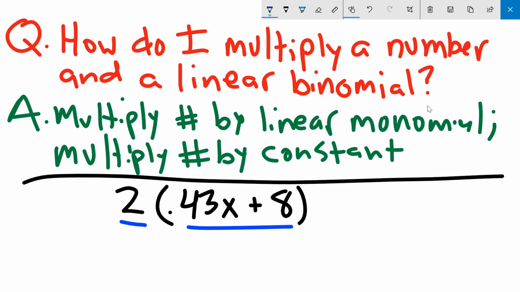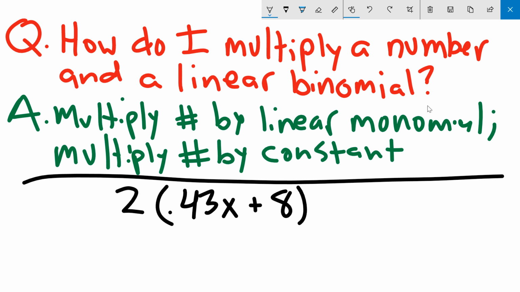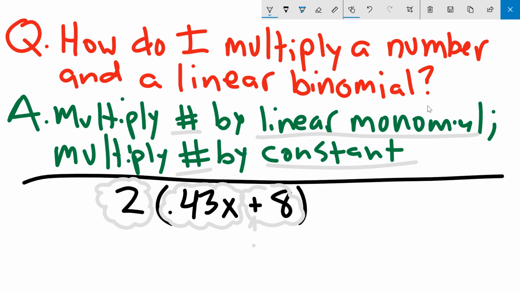Now, before we multiply, I want to make sure I know what I'm going to be multiplying, right? So I'm going to put little clouds. Put a little cloud here. That's one number. That's the number, right? That's this guy. Next, that's my linear monomial. Next, that's my constant, right? Don't forget to capture the sign. That's important. Okay, now it's time to multiply.